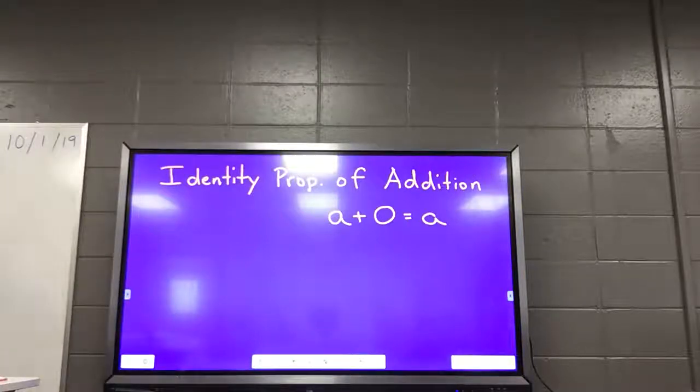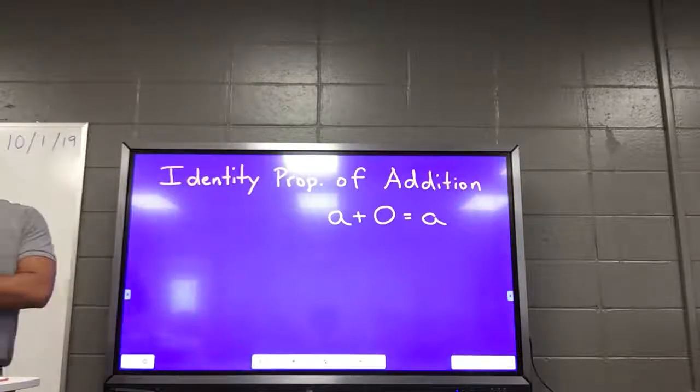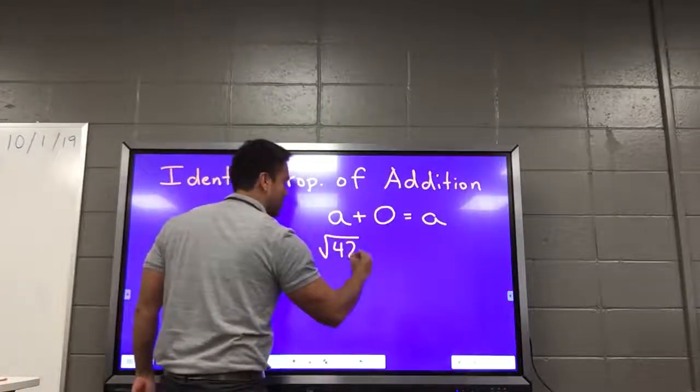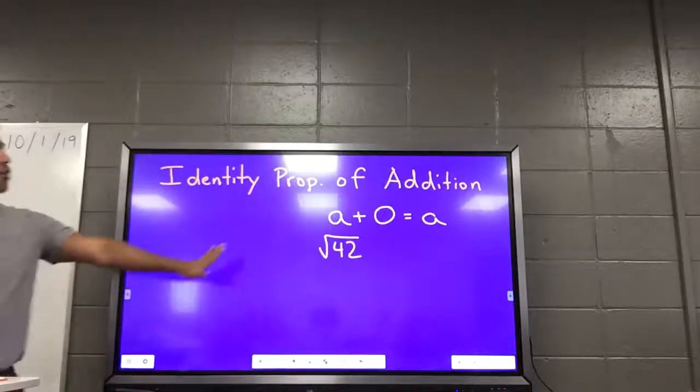So give me a number, guys. How about this? Give me an irrational number. Any irrational number. Don't give me the decimal version of it. Okay, Olivia? 42. So all you have to do with 42 is do this: the square root of 42. Is that a real number?